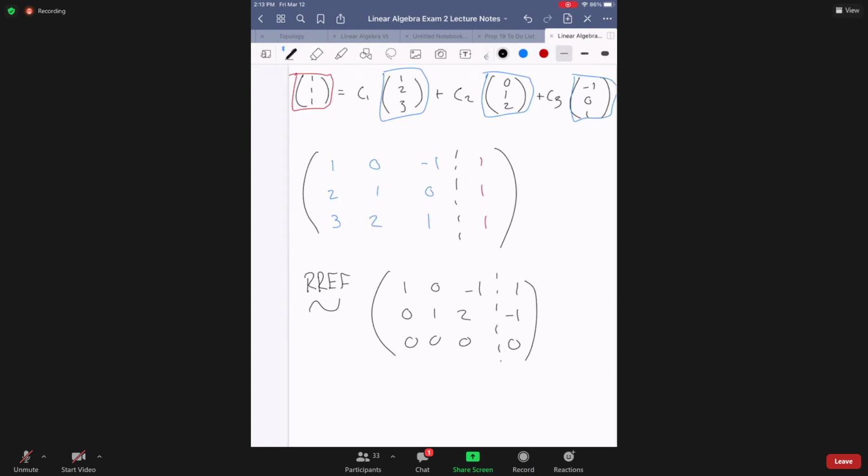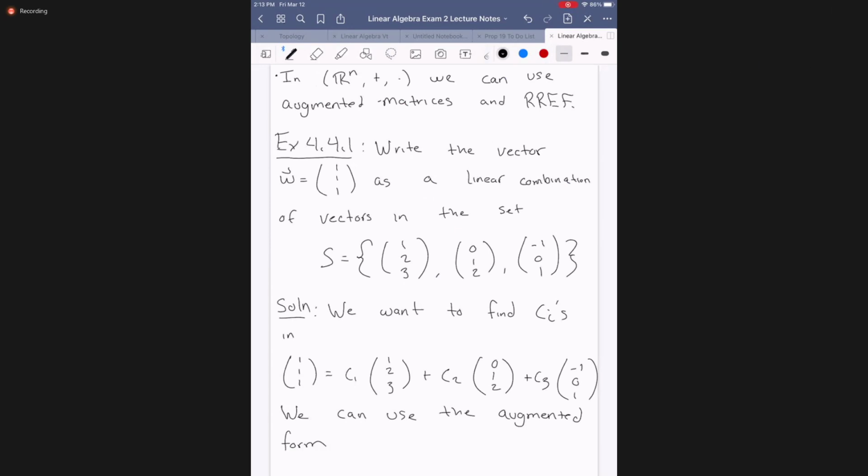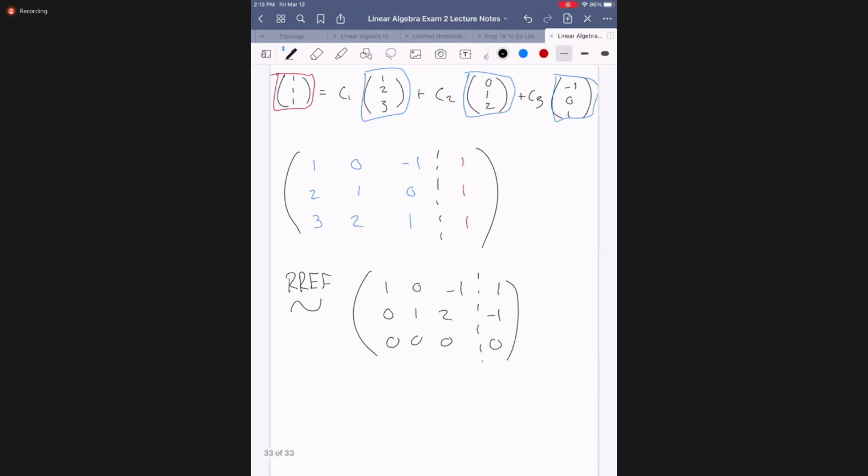Yeah, I can go back to the slide. So in that augmented form, once you have this augmented form, what is this telling me? Well, it's telling me what the solutions are for C1, C2, and C3, right? Now notice in that augmented form, that system's gonna have how many solutions? Infinite, right? There's infinitely many solutions.